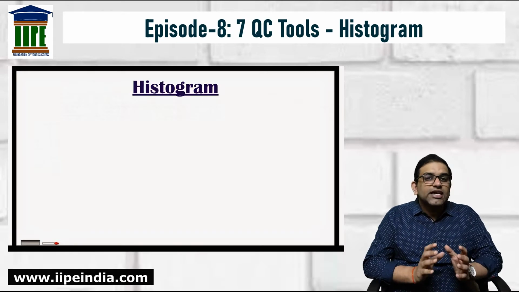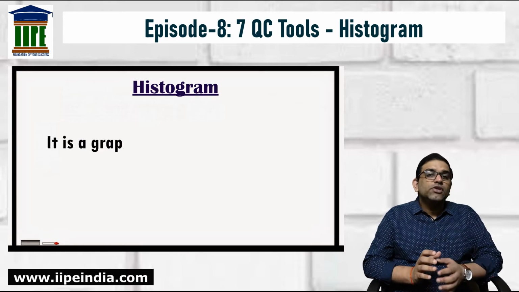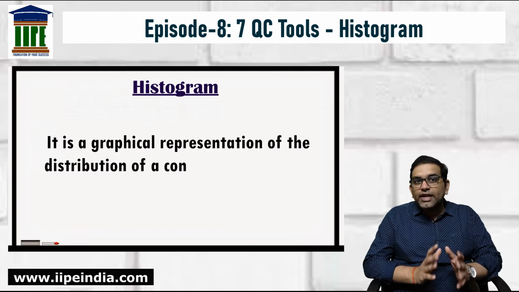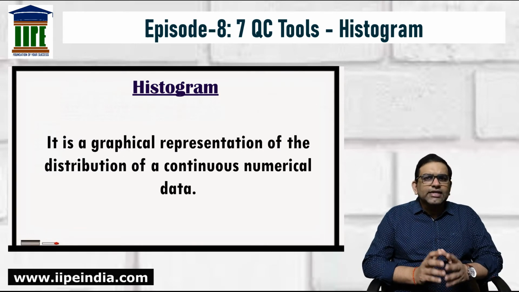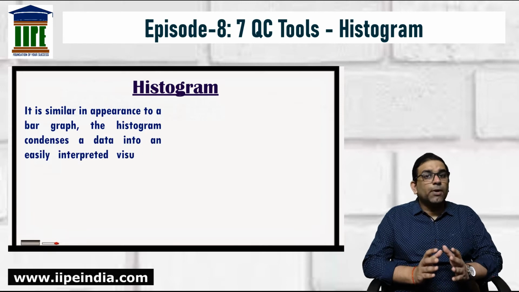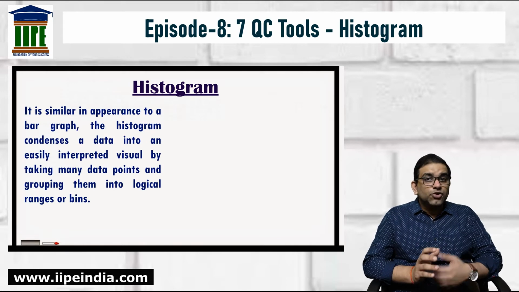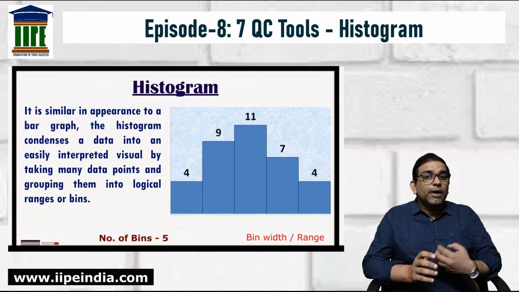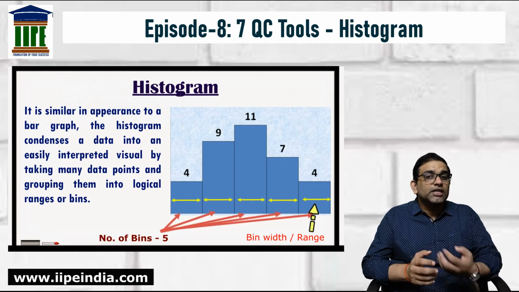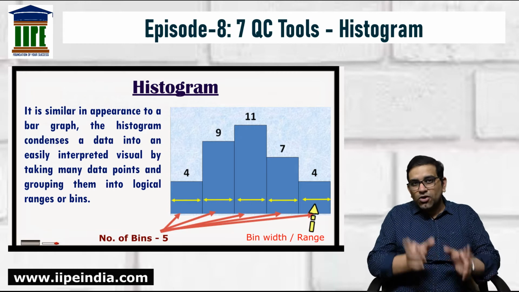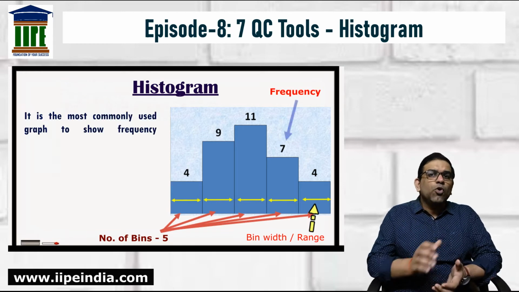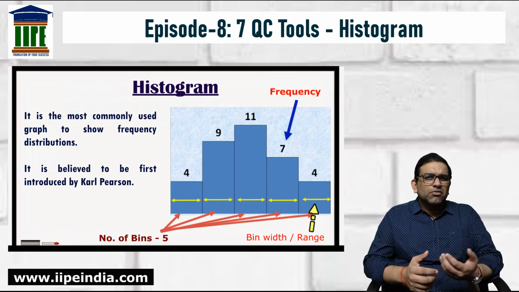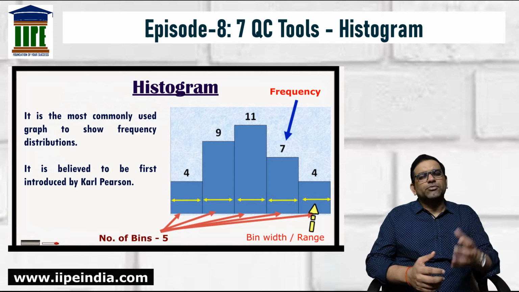A histogram is a graphical representation of the distribution of continuous numerical data. It is similar in appearance to a bar graph. The histogram condenses the data into an easily interpreted visual by taking many data points and grouping them into logical ranges or bins. It is most commonly used to show frequency distributions.